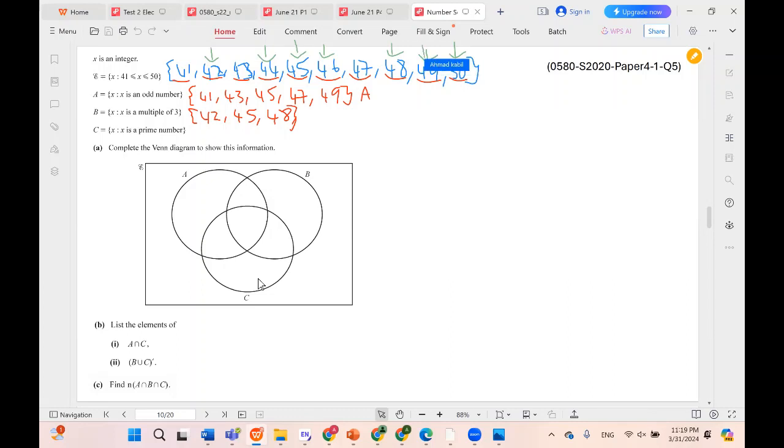And we are left with 41, 43, and 47. And these are prime numbers. So 41, 43, and 47 are prime numbers.